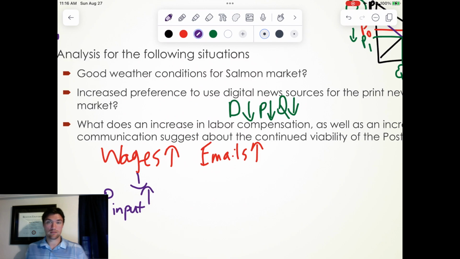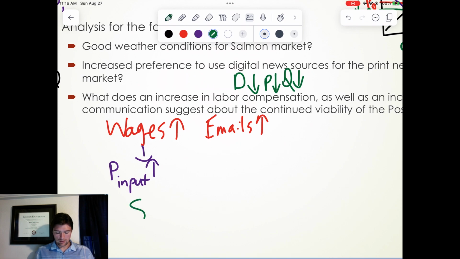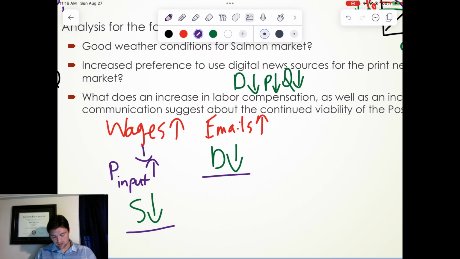Make sense? Now, because the input prices are going up, it's more expensive to pay your workers. So what would you have to do? You would have to decrease your supply. Now, what about the increased demand for emails? Well, because you're demanding more emails, you're not using the postal service. So the demand will decrease for the postal service. So what's happening here? We're having a decrease in demand and a decrease in the supply.